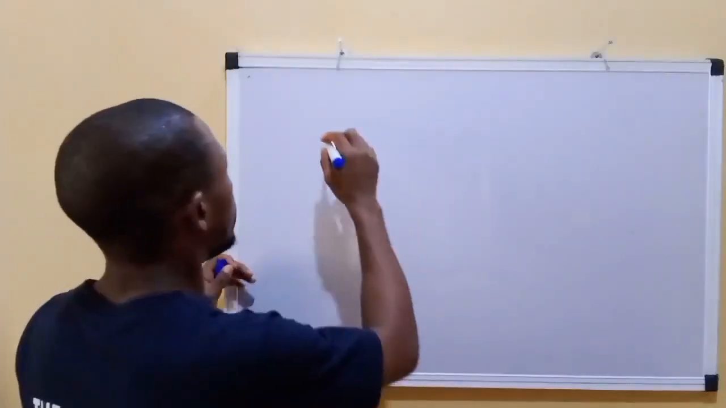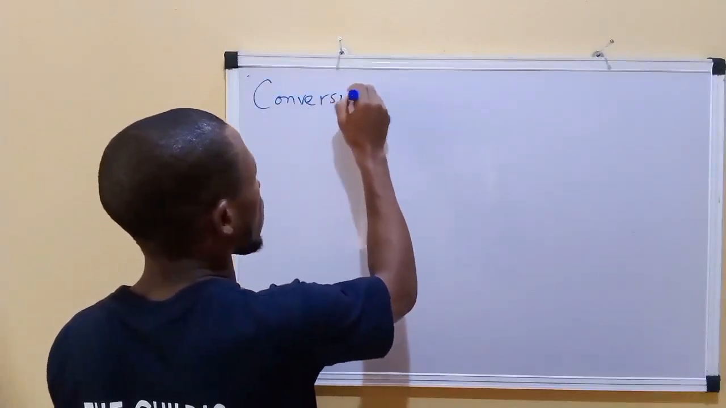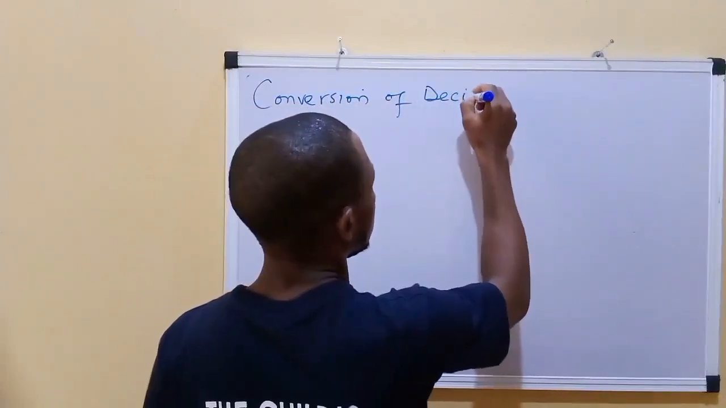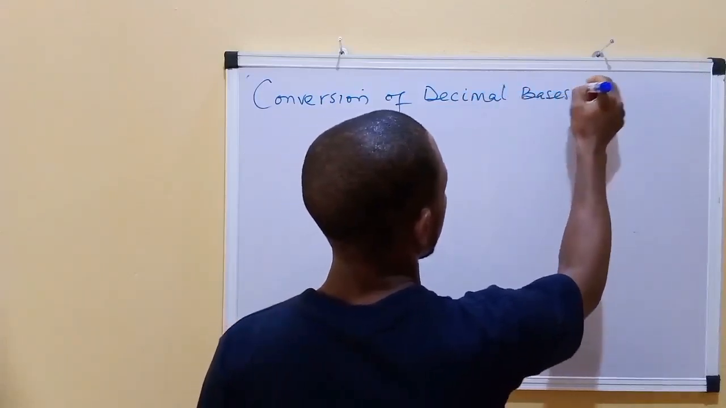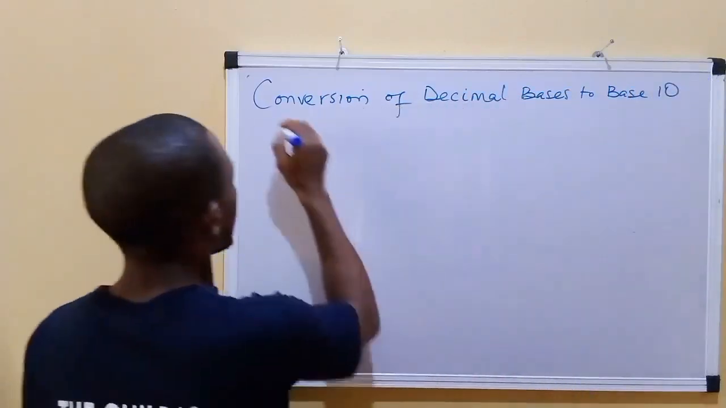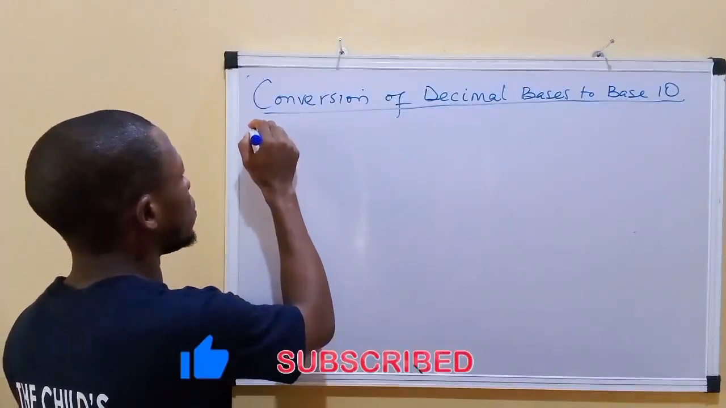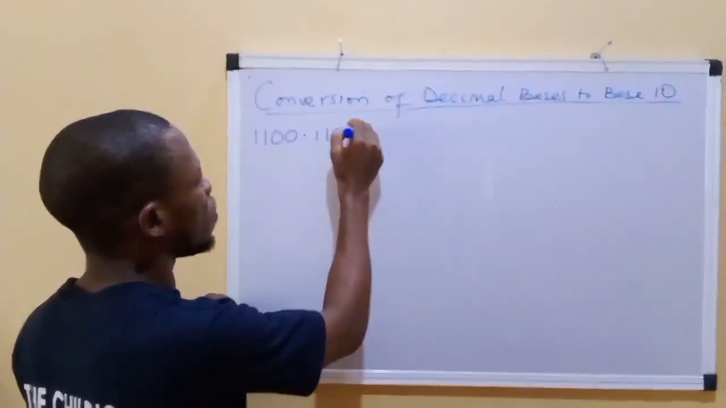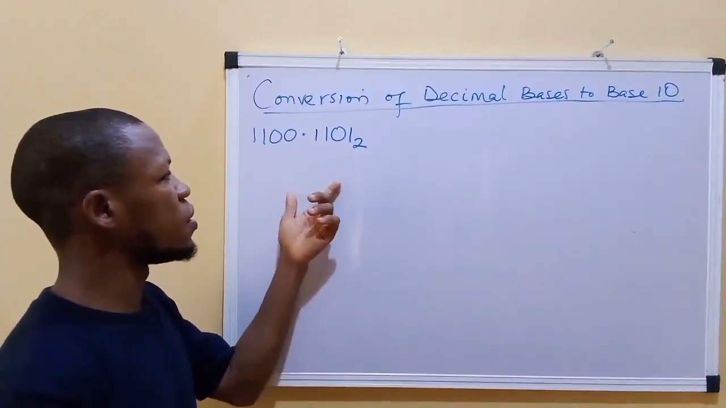What we'll be looking at is the conversion of decimal bases to base 10. For today, we are going to look at an example. 1100.1101 base 2. Now we want to convert this to base 10.